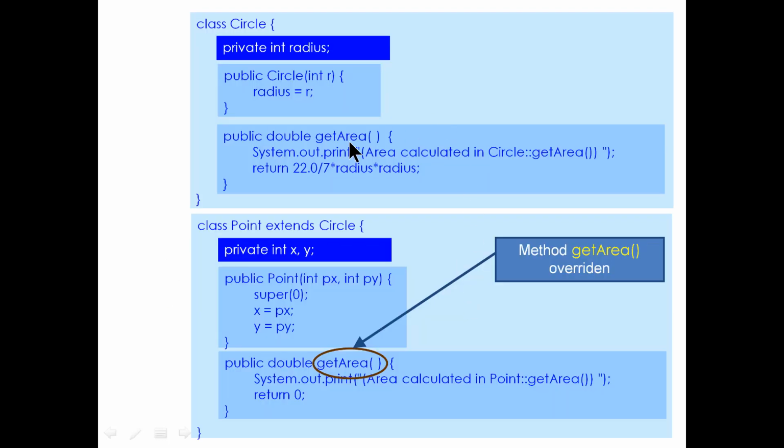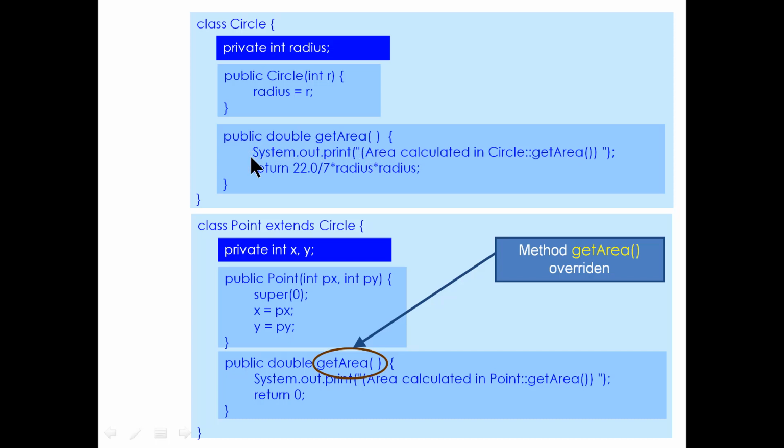An example you see here. We have a circle class and we have a private property here. But as you know, most of the time in the parent class, we make this property protected so that the child gets it. But now we consider this a private property. We have a parameter constructor, and then we have a getArea method. So this is public double getArea. That is the method signature.